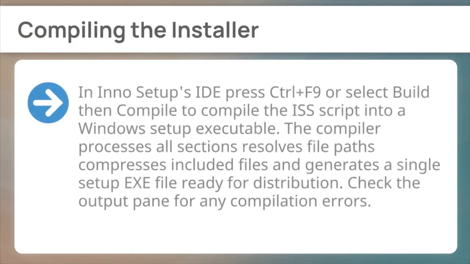Next, compiling the installer. In Inno Setup's IDE, press Ctrl plus F9 or select Build, then Compile to compile the ISS script into a Windows Setup executable. The compiler processes all sections, resolves file paths, compresses included files, and generates a single setup .exe file ready for distribution. Check the output pane for any compilation errors.